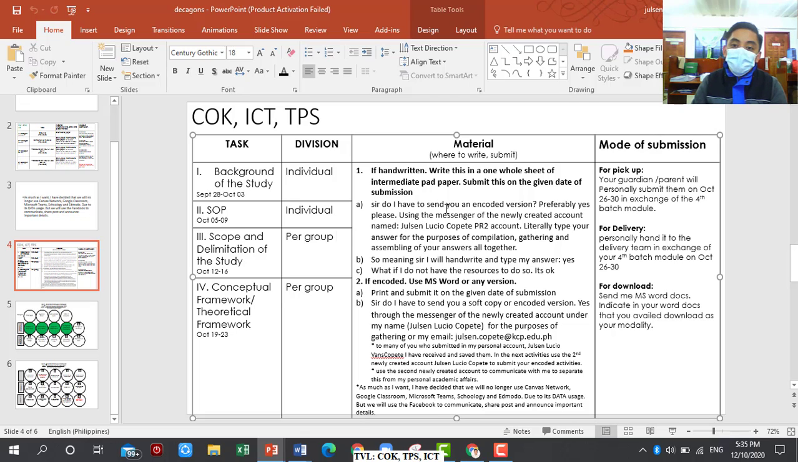If handwritten, write this in a one-note sheet of intermediate pad paper. Submit this on the given date of submission. If encoded, use MS Word of any version.